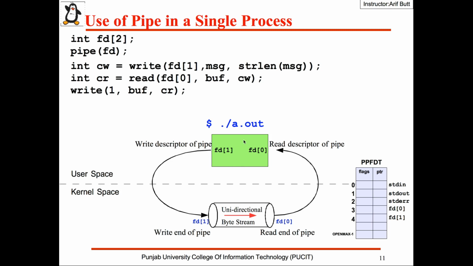If this is the process which makes this call, after this call the ppfdt of this process will look something like this. You can see we have two additional descriptors, 3 and 4. 3 is pointing to the read end of the pipe and 4 is pointing to the write end of the pipe. So creating a pipe is just like opening two files. Well, after creating this pipe, this process writes something onto the write end of the pipe and then reads it from the read end of the pipe and then finally displays it on stdout.